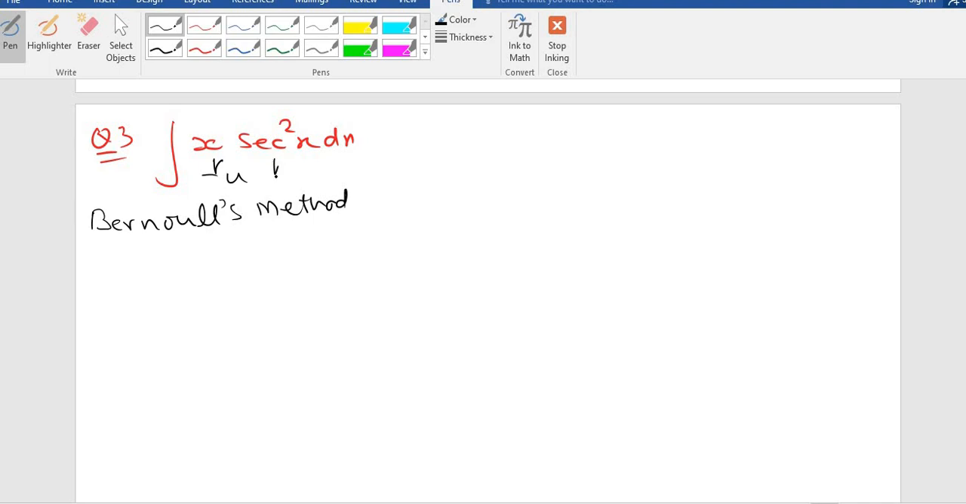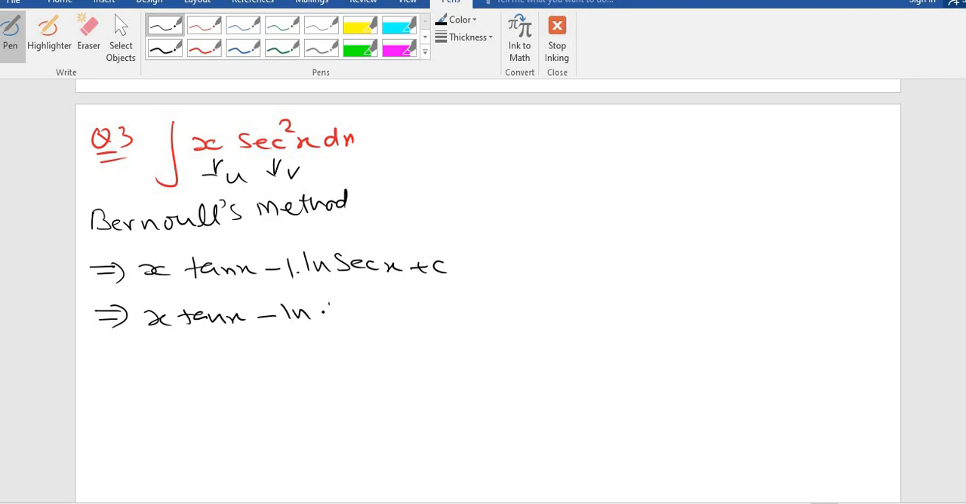Assume this is u and this is v. So by Bernoulli's method, u is x, and the integration of sec square x is tan x, plus minus. The differentiation of x is 1. The integration of tan x is ln sec x. After that, 0 plus c. So just simplify it: x tan x minus ln of sec x plus c. This is the answer by using Bernoulli's method.